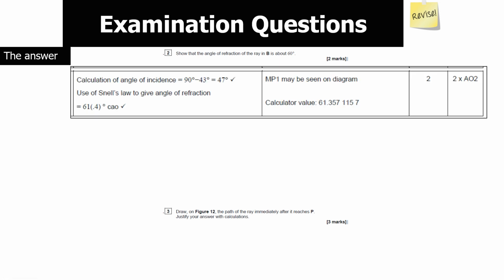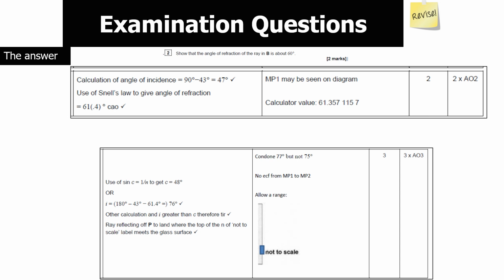Right, so how do you answer this particular question? Well, you can see what the angle of incidence is, and remember the angle is always measured from the normal to the ray, so it's not going to be 43 but 90 minus 43, which is 47. We can then use Snell's law to work out our angle of refraction because we've got the refractive indices of both the objects. You can work it through, so therefore you can say 61.4.